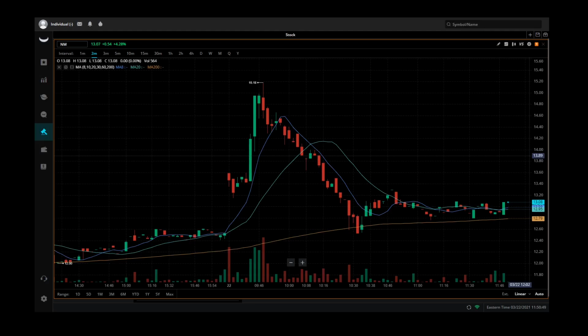I want to show you some stocks too that I didn't trade. I was trading futures, but I had these stocks on my watch list and I watched them and they performed very well. You can see here this was the open of United States. This is the NM stock. We have the 8 period moving average, the 20 period moving average, and the 200 period moving average. The price was above all of them, and this is a good point to look for buy opportunities.